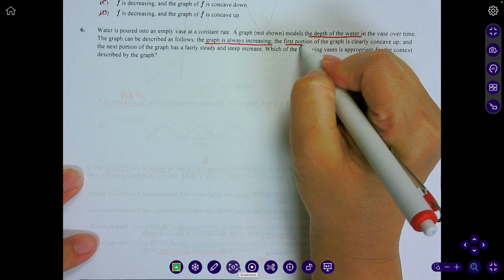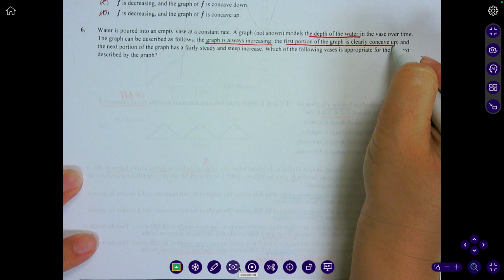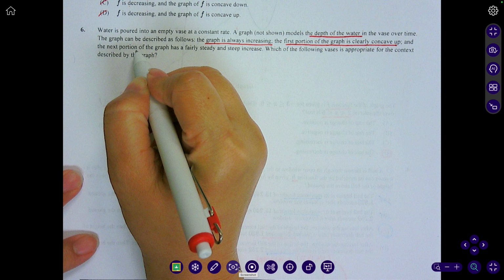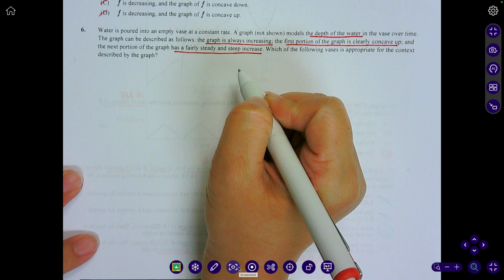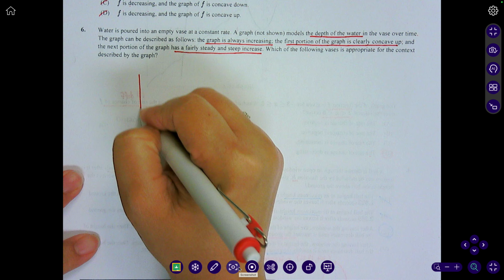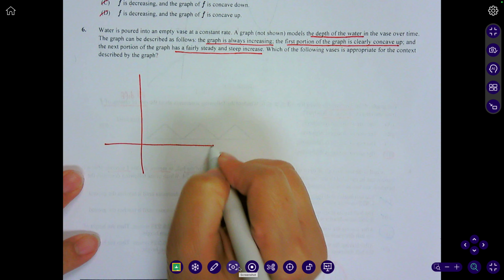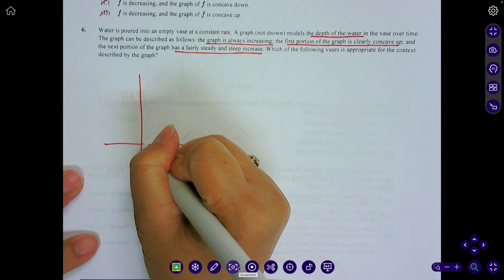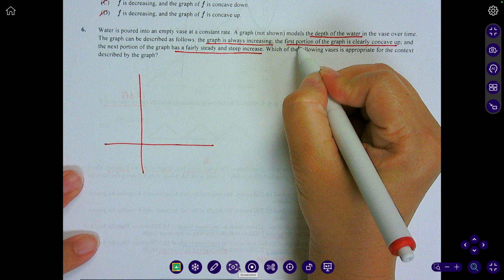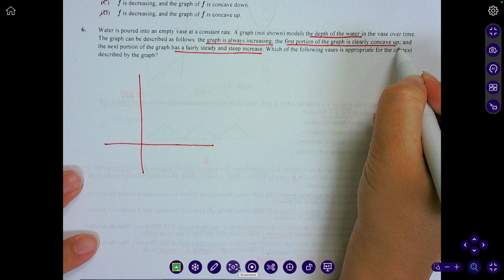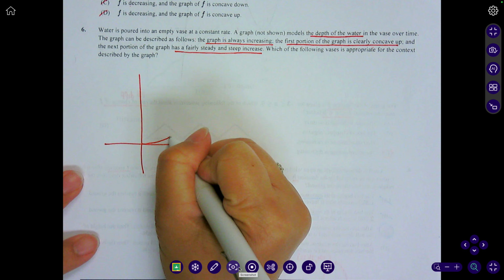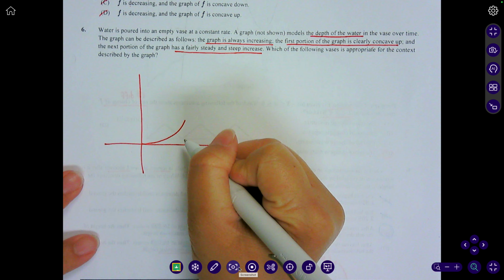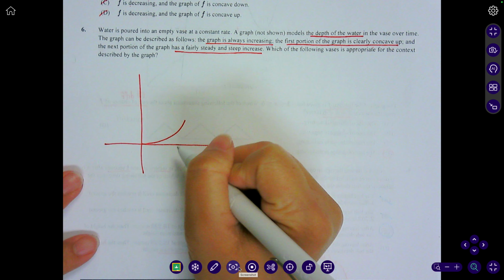The first portion of the graph is clearly concave up. And then the next portion of the graph is fairly steady with a steep increase. So we're going to make a little sketch so we can see what's going on. Yeah? So it says that the first portion of the graph is concave up. And we know it's increasing, so it's got to look like this. Okay? It's concave up and increasing. Like that. That's the first portion.